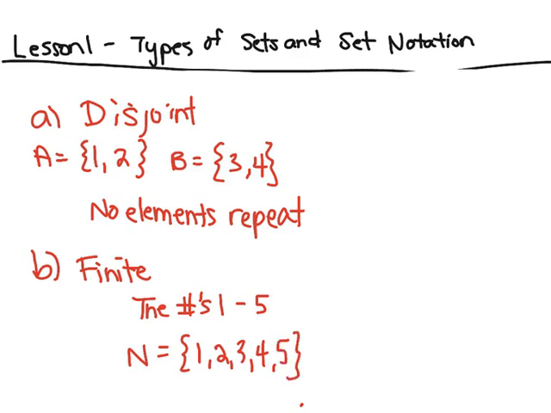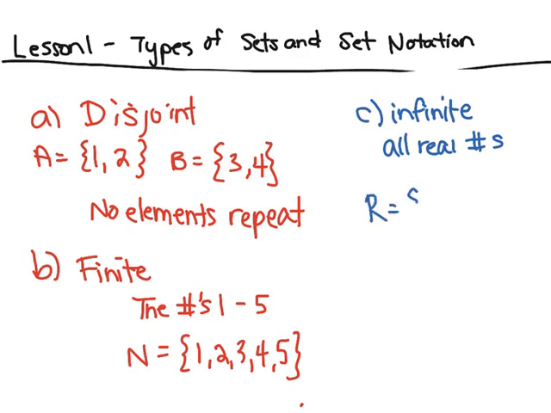An infinite set is numbers that could go on and on forever, and we already saw something like that. So an example would be all the real numbers. So you could put R is equal to ..., -1, 0, 1, ... So this shows it goes on and on in both directions.